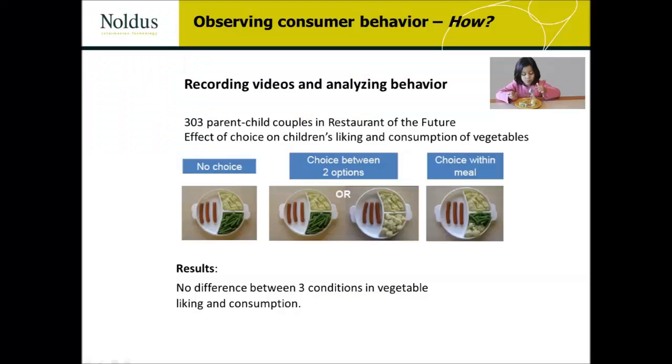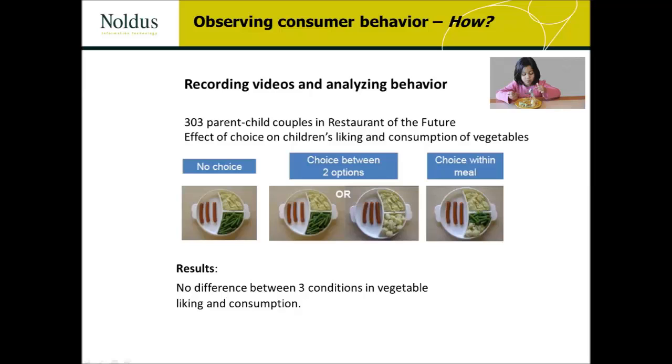The most direct way of studying consumer behavior is to observe consumers in their natural environment, either live or by recording videos. One of the methods that can give a wealth of information is recording videos and analyzing the behavior. This is an example of a study which was carried out in the Restaurant of the Future in Wageningen, the Netherlands. The aim of the experiment was to study the effects of choice on liking and consumption of vegetables in young children. Most young children in the Netherlands and other European countries do not meet the recommendations for vegetable intake. The hypothesis was that the children would eat more vegetables if they were given a choice.